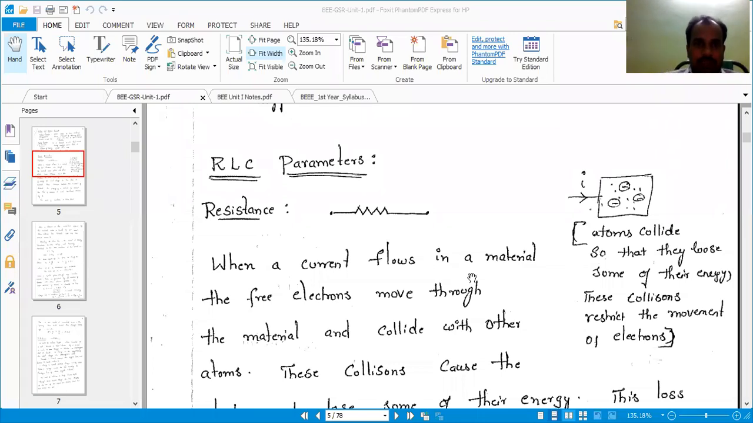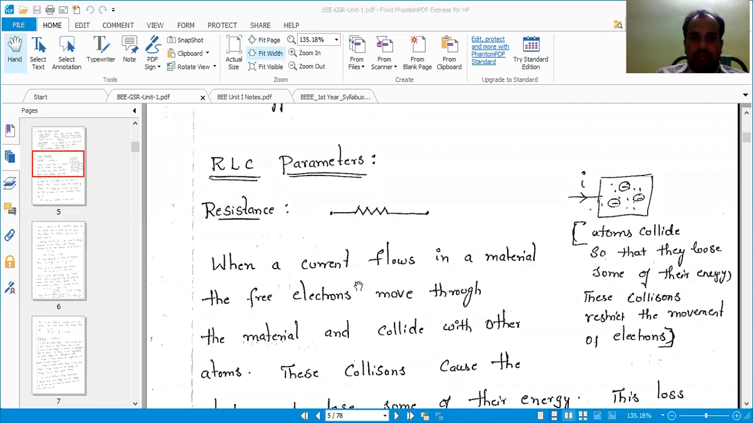Now the RLC parameters are resistance, inductance, and capacitance. The first one is resistance. The resistance symbol is R. Resistance means opposition to the flow of electrons.